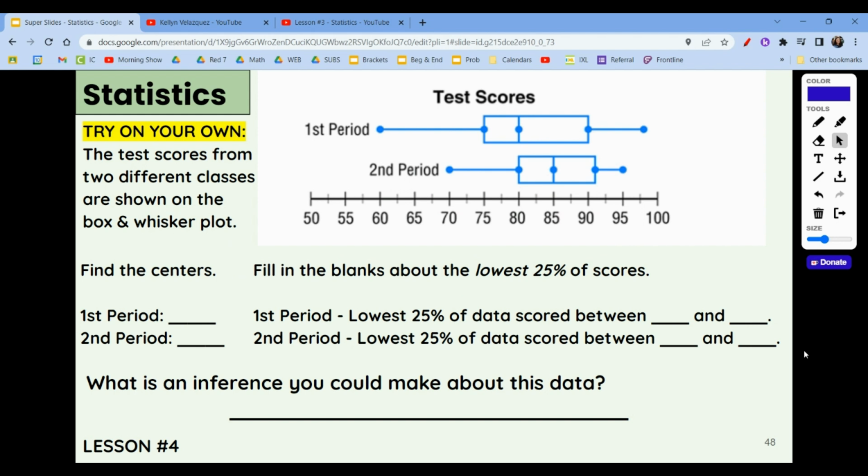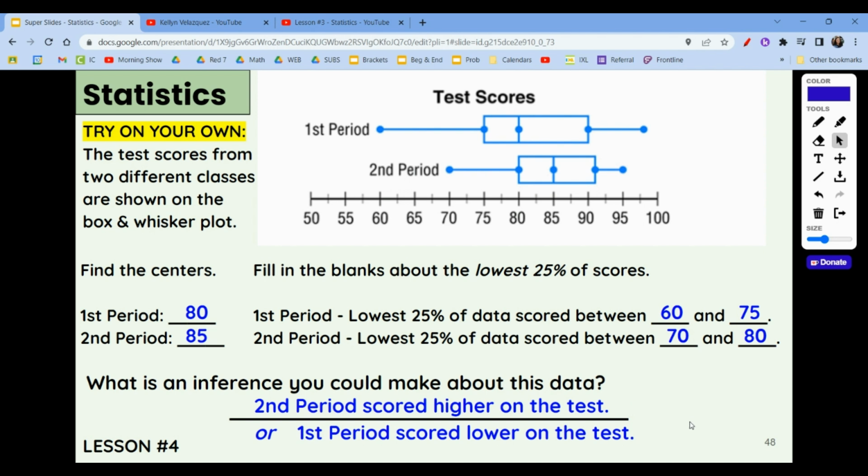All right, you should have found the centers or the medians of period 1 was 80, period 2 was 85. The lowest 25% of data for period 1 was between 60 and 75. The lowest 25% of data for period 2 is between 70 and 80. And an inference I could make about these test scores is second period scored higher on the test, or you could say first period scored lower on the test.